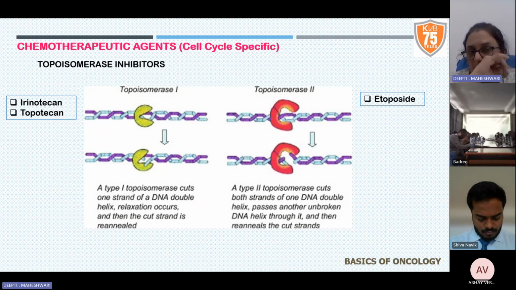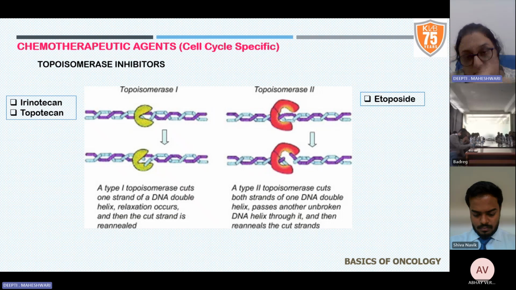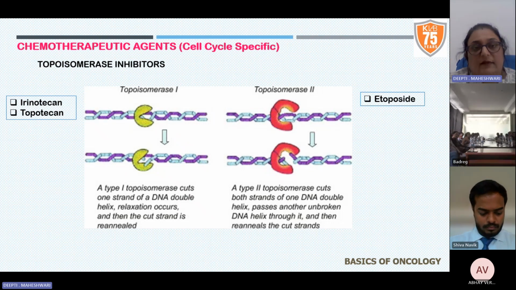Topoisomerase 1 inhibitor will not allow one cut in the DNA strand. Topoisomerase 2 inhibitor will not allow the two cuts to take place in the DNA strand, because of which the DNA cannot replicate itself, and therein the further cell multiplication is stopped. Okay.